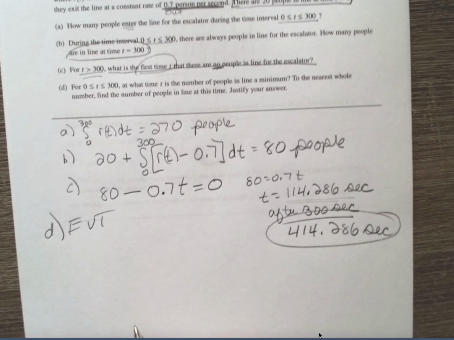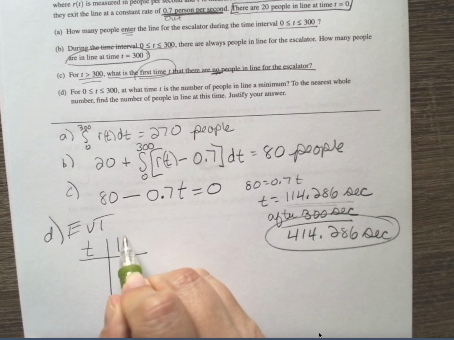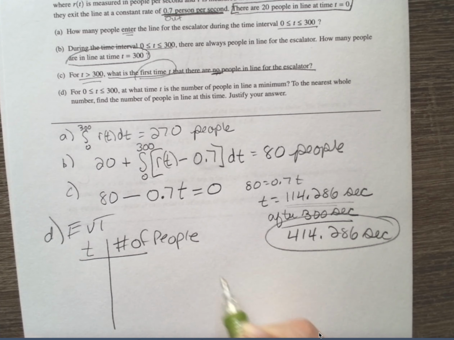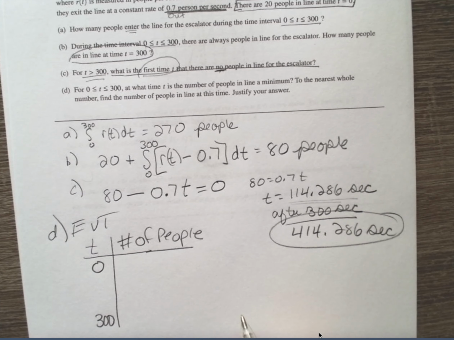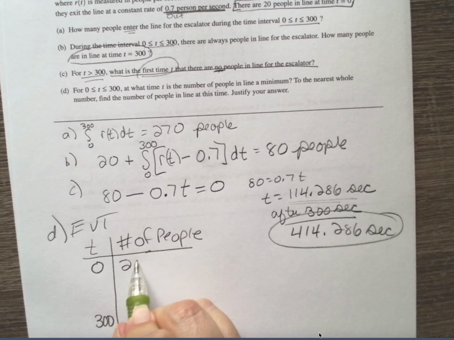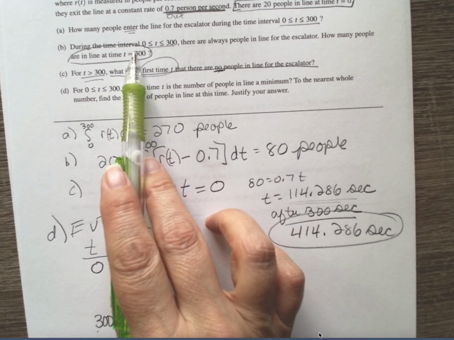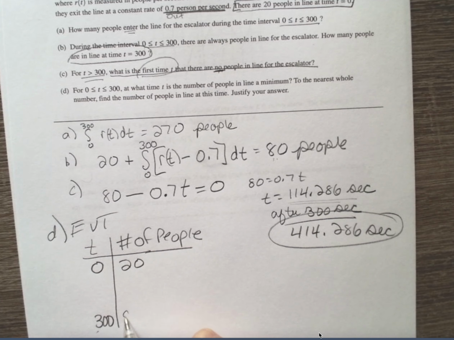Now remember, for EVT, what are the times you need to check? You're going to need to check some times, and you need to know the number of people who are in line at those times. You're going to check the endpoints at time equals 0 and at time equals 300. Hey, you already know those two answers. At time equals 0, you knew there were 20 people. And you already figured out in part B that at time equals 300, there are 80 people in line. Now you just need a time in between.